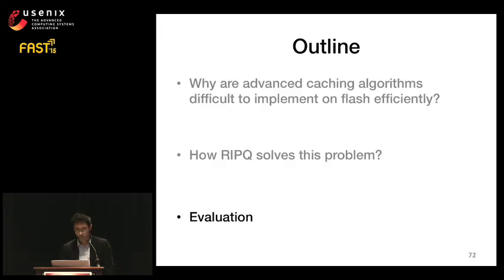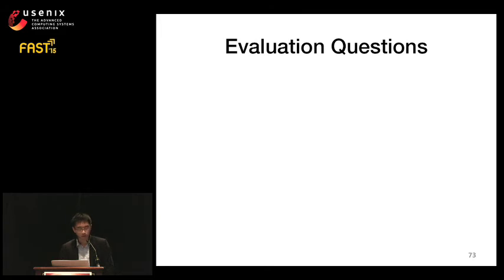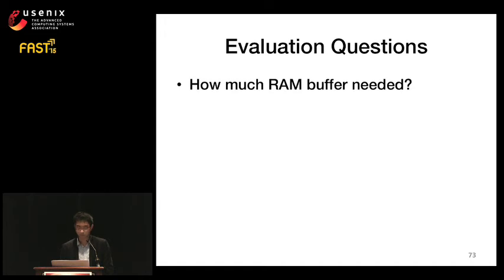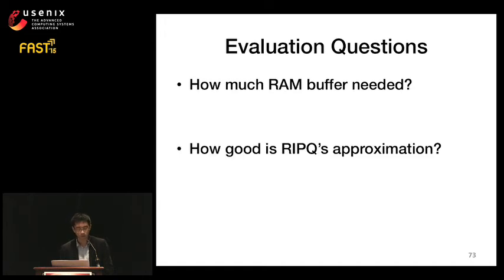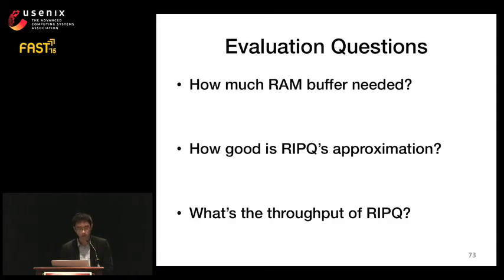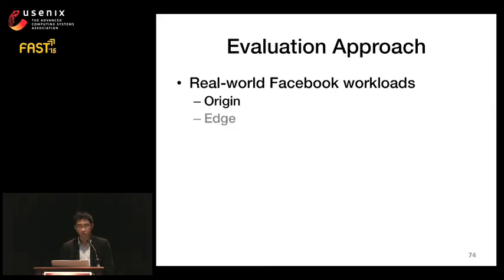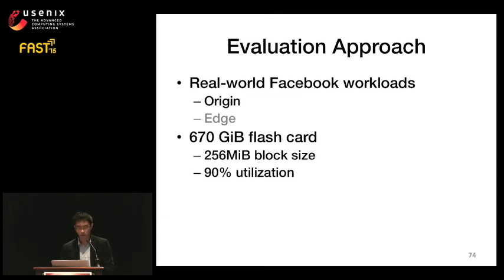So now evaluation. Through evaluation, we want to answer the following questions. First, how much RAM buffer does RIPQ need? Second, how good is RIPQ's approximation of the exact algorithms? Third, what's the throughput of RIPQ? We run RIPQ on the real-world Facebook workloads. We run it both on the origin cache trace and the edge cache trace, but only the origin result is shown here. And we run RIPQ with a 670 gigabyte flash card, with block size and utilization determined through experiments.